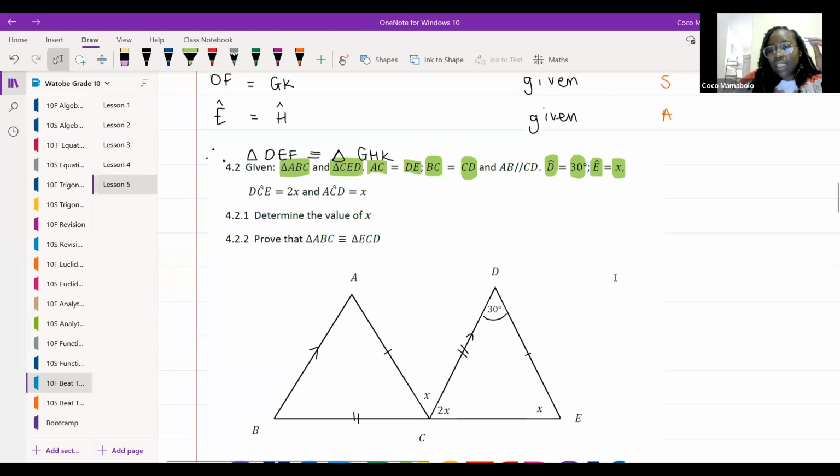Angle DCE, which is this angle over here, is 2x, which means it's 2 times angle E, right? So who wants to venture? What is the first thing we're going to look at? Remember, guys, we first need to determine the value of X. How are we going to determine the value of X, guys?